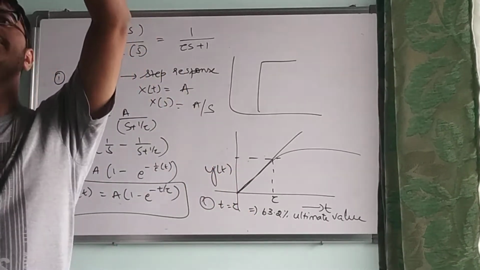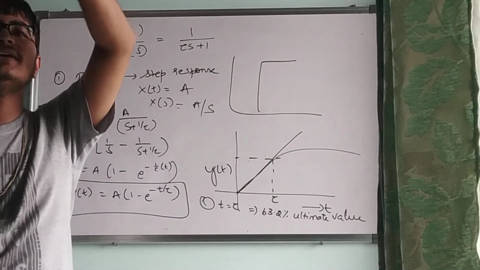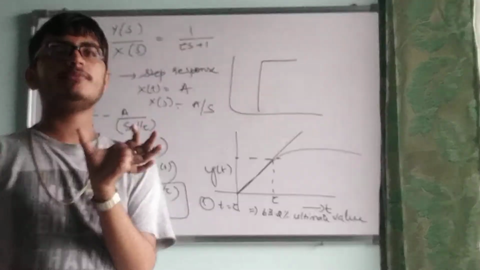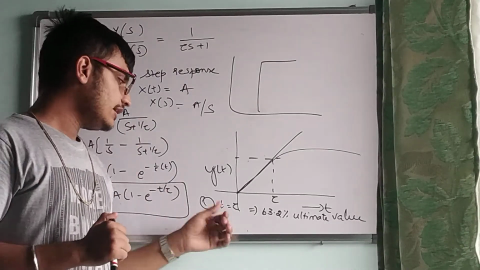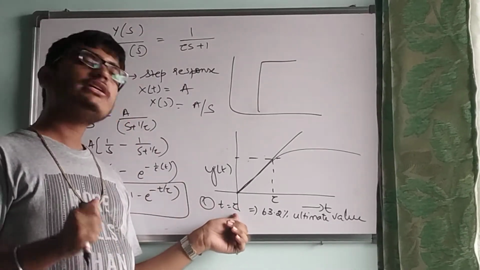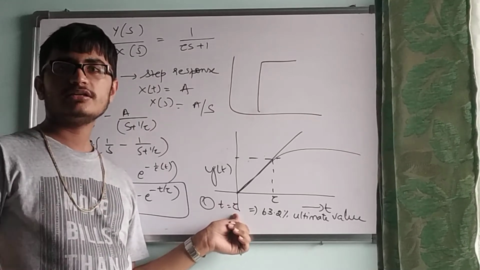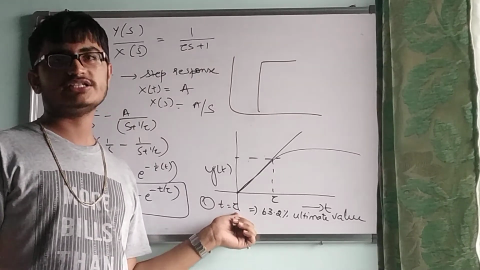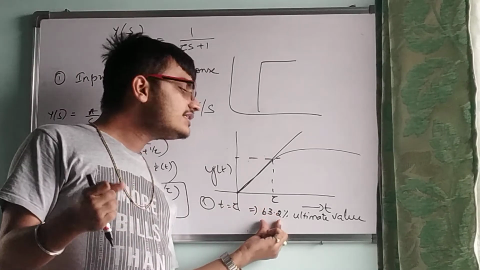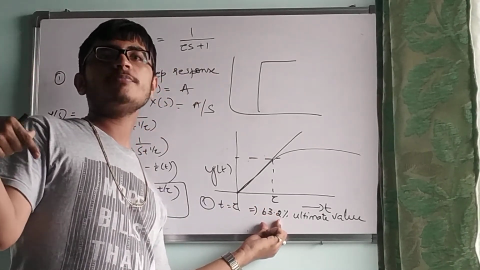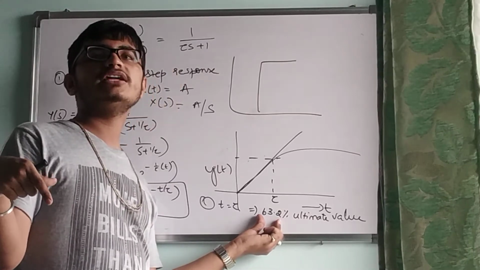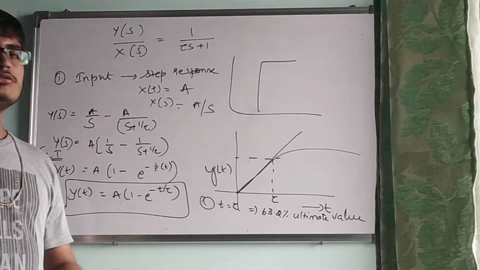because your ultimate thermometer reading is 100 degrees, right? Let us say for the boiling point of water, 100 degrees is your ultimate required reading. So when that time is equal to tau minutes or tau seconds, whatever time units you are considering, it will read 63.2% of its ultimate value. What is the ultimate value? 100. 63.2% means 63.2 degrees you will get when t is equal to tau.